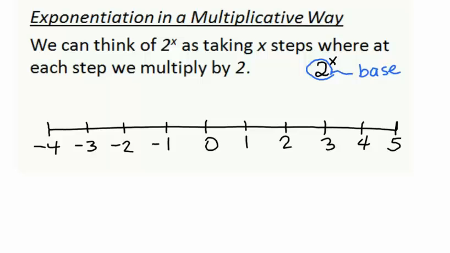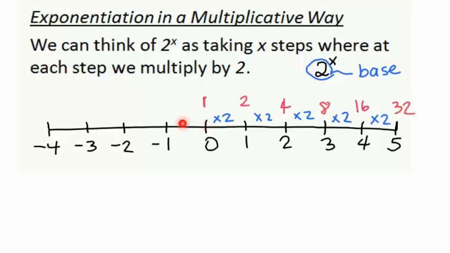Now if we take our exponential function, which is 2 to the x, we have base 2. So we're going to take our number line and we're going to think of it in a times 2 kind of way. That means we're going to start here at 0, and each step that we do in the right direction, we're going to multiply by 2. So we have 1 times 2 is 2, 2 times 2 is 4, 4 times 2 is 8, and so on and so on.